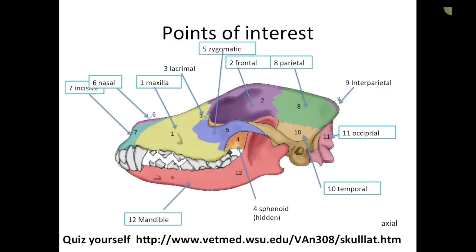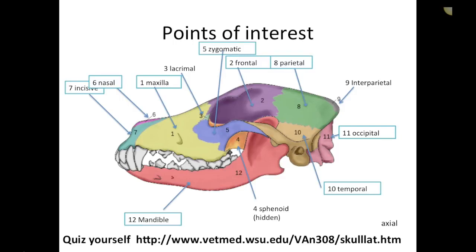Going on, the maxillary bone attaches to the canine teeth all the way back to the premolars and molars, and it also contains a sinus. So a sinus is a small pocket within bone, and again it contains mucosa and it contains lots of mucus, and it allows that mucus to enter into the nasal cavity. So to keep everything nice and moist and humidified as it enters into the respiratory system.